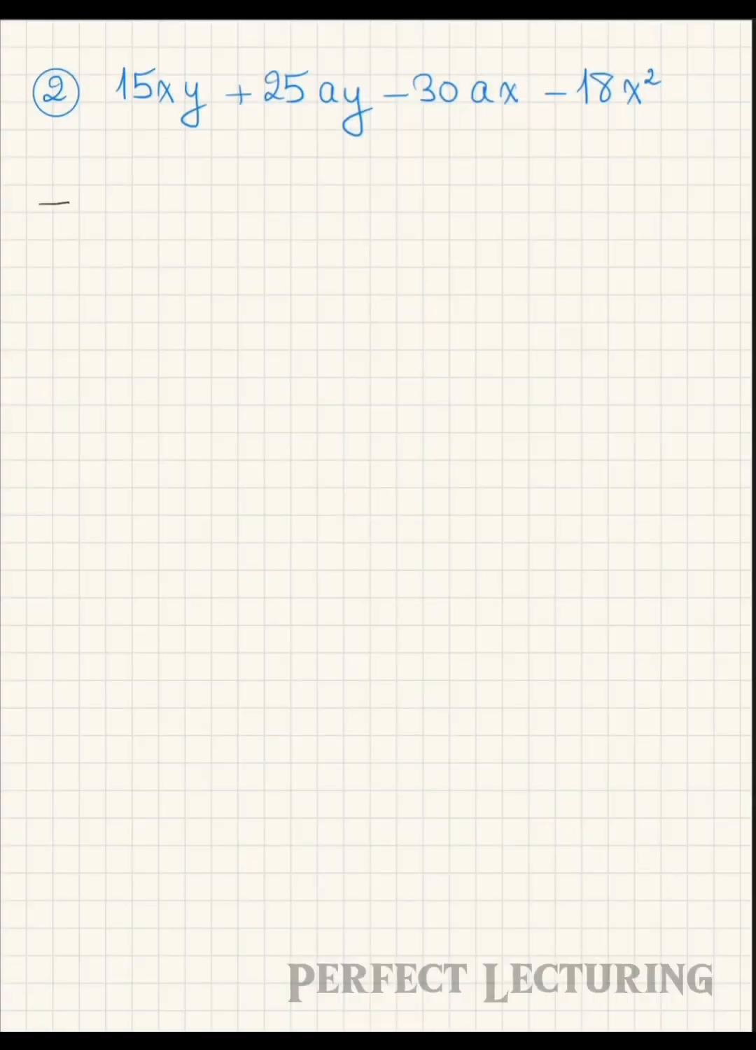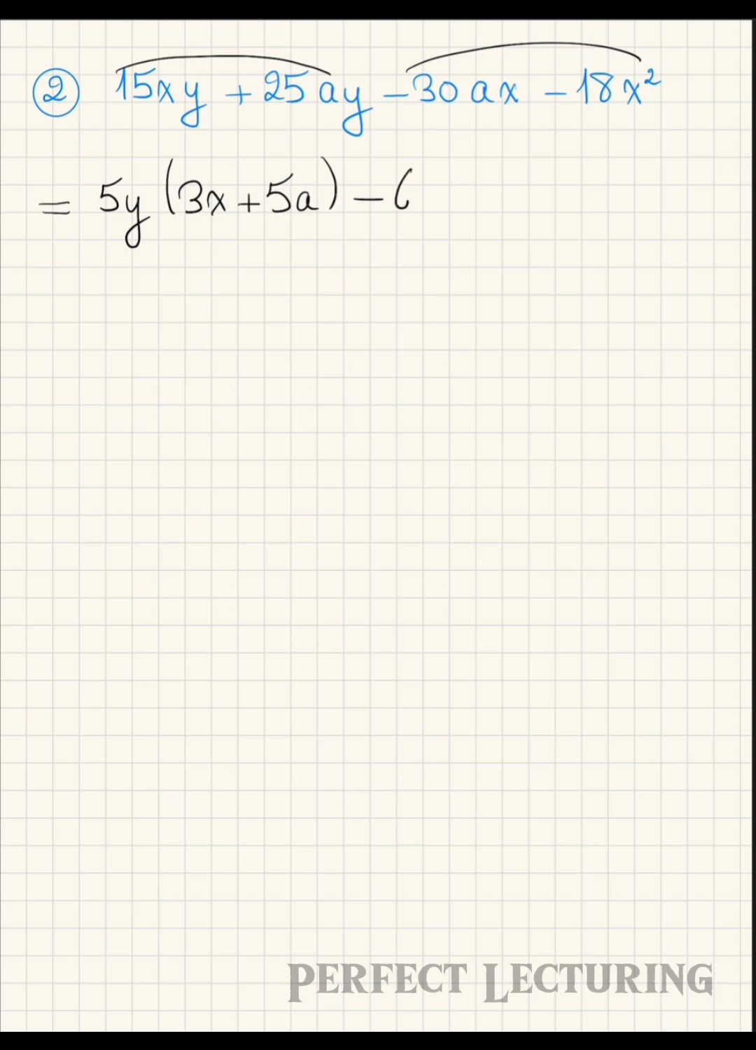Again, same story. For the first two terms, I have 5y as a common factor, and I'm left with 3x plus 5a. For the other two terms, we have 30 and 18, and the common factor here is 6 as well as x. What is left? From the first term, I have 5a, and from the second term, I have 3x.